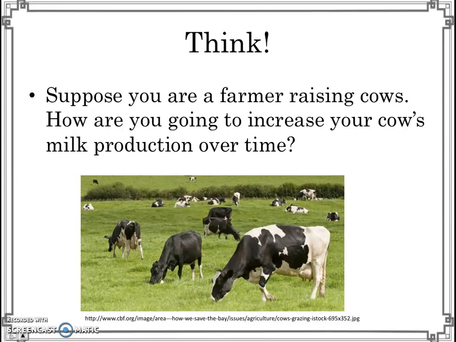Now common sense or basic intelligence would tell you just choose the cows which produce the most milk and breed them, right? Then I can get baby cows which will grow up to produce even more milk. Now it turns out that this sort of common sense solution actually has a scientific term, and that term is artificial selection, which is what we're going to look at in this video.